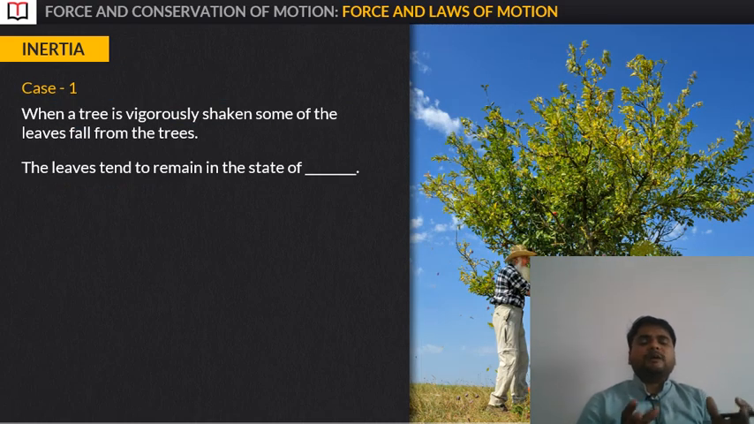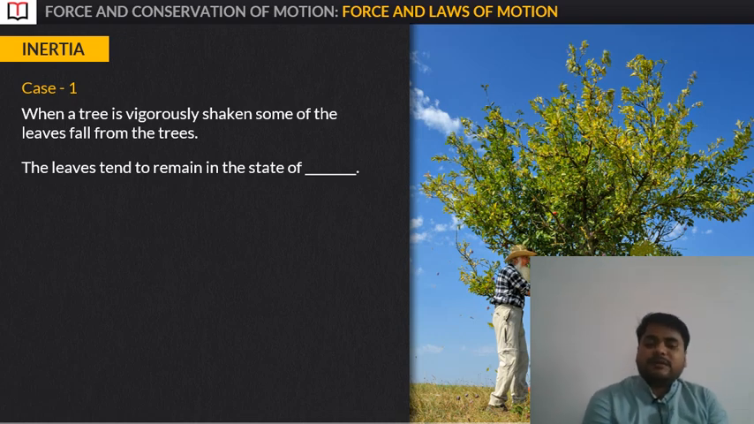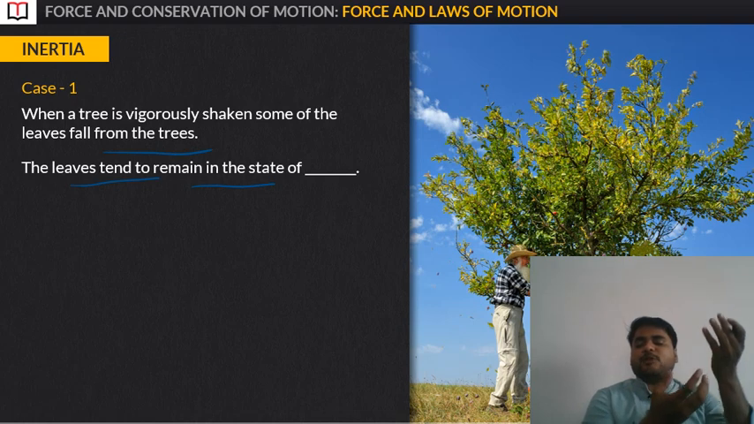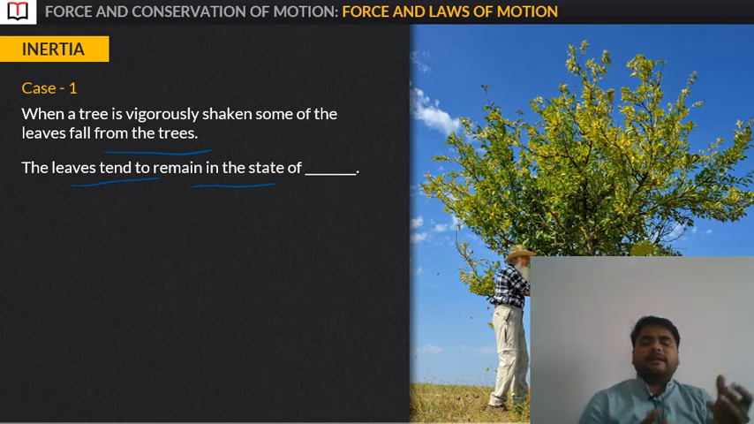Now comes the practical examples, which we have seen in our real life. In case 1 we can see that when a tree is vigorously shaken, some of the leaves fall from the tree. The leaves tend to remain in their state of rest. We have seen that when we shake the tree, the leaves of the tree fall down on the ground.